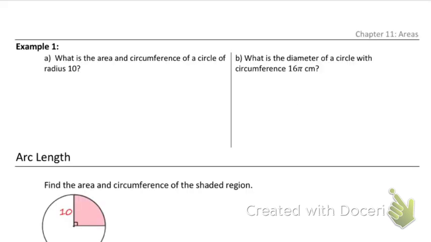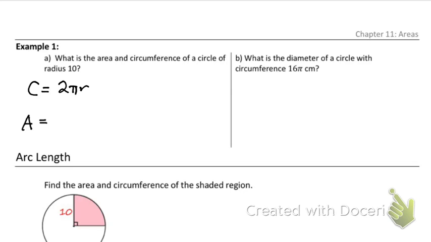All right, let's just do a couple practice problems. Our first one says, what is the area and circumference of a circle with radius 10? So that means for our area and circumference formulas, I'm going to use my r. So we need to find our circumference. We need to find our area. Well, our circumference is going to be 2 pi r.